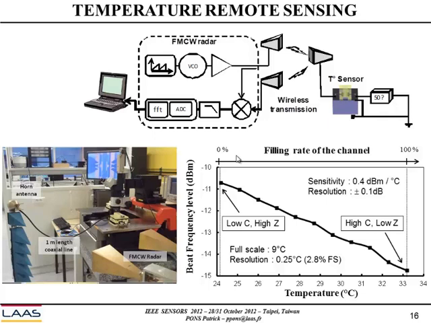Well, here it's plotted the beat frequency level versus the temperature, and we can see a shift between minus 11 dBm to minus 15 dBm. Then the sensitivity is around 0.4 dBm per degree with a resolution of plus or minus 0.1 dB. Then the full scale of variation of temperature is around 9 degrees with a resolution of 0.25 degree, which corresponds to around 3% of the full scale.